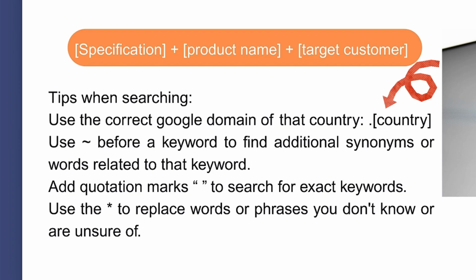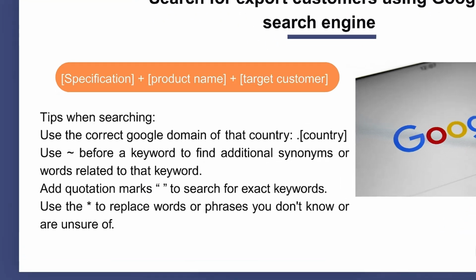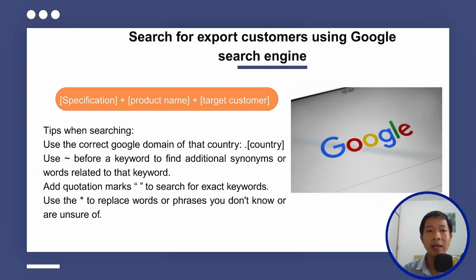You will use the domain suffix. You can use the tilde symbol before a search keyword to add synonyms, then add quotation marks to find exact words, or an asterisk to use alternative words or phrases that you don't know or are unsure about. This is an extension for when you're searching on Google. Now, I will demonstrate this method to make it easier for you to understand.